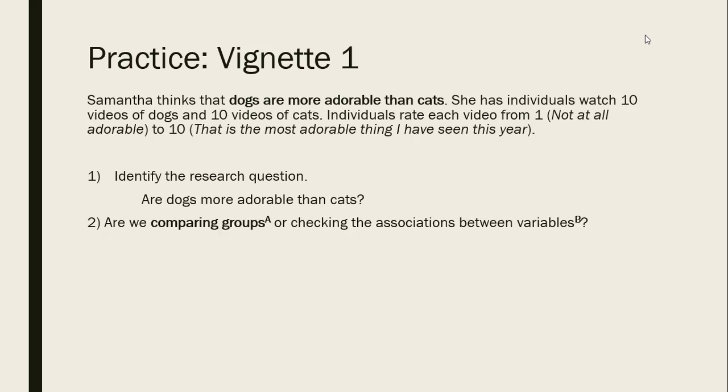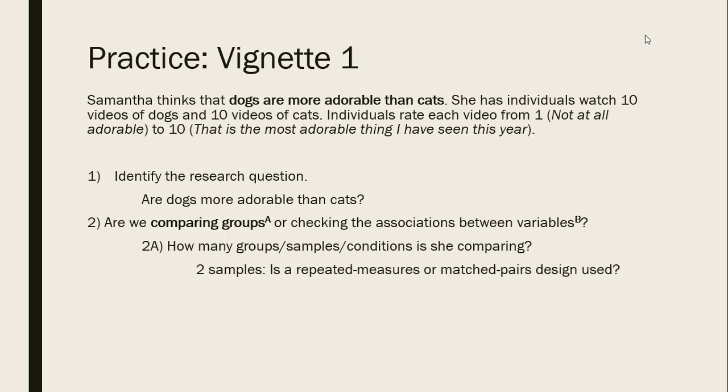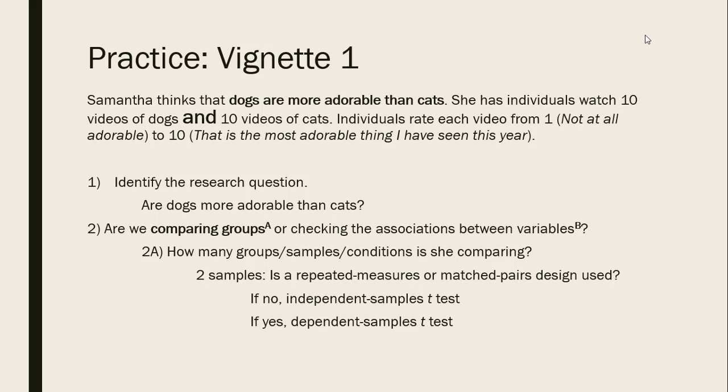And so the next step is then to look at 2A. So if we're comparing groups, well, how many groups or how many samples, how many conditions is Samantha planning to compare? She's comparing two, dogs and cats. And the question then is, well, is a repeated measures or a matched pairs design used? Importantly, if not, then it's going to be an independent samples t-test. If it is, if there is some type of repeated measures or matched pairs design, it will be a dependent samples t-test. What we see is that Samantha has individuals watch 10 videos of dogs and 10 videos of cats.